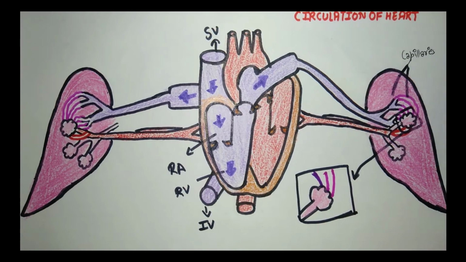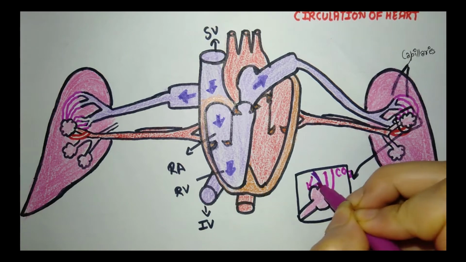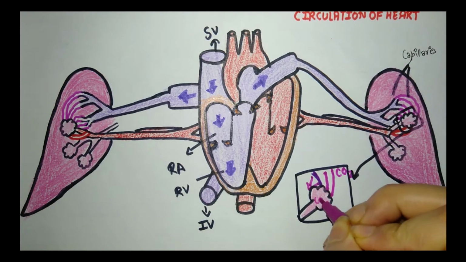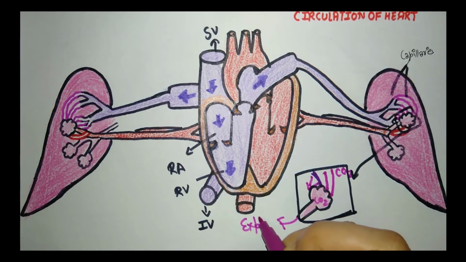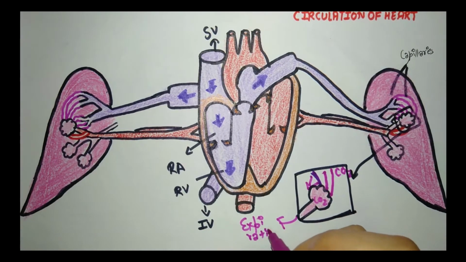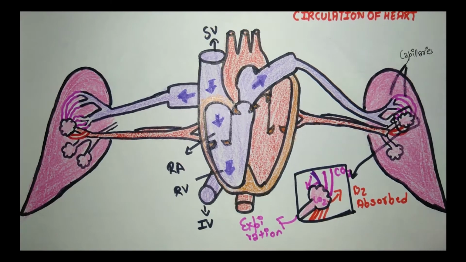The carbon dioxide from the deoxygenated blood in the capillaries here will go towards the alveoli, and it is excreted during the expiration process. And the oxygen that is present in the alveoli during inspiration will move towards the capillaries and be absorbed into the capillaries. So in this gas exchange process, carbon dioxide is expired and oxygen is absorbed.